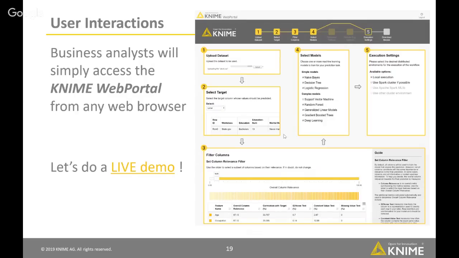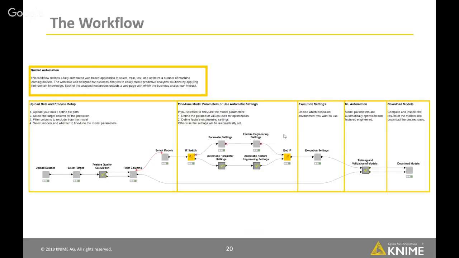All right. So this was what you could see from the interaction point of view, right? That's what the business analyst sees. But what about the workflow that is running on the KNIME server that we use to create those pages? Well, that's how it looks. As you can see, all those light gray nodes are the ones that create those web pages. It's quite big, but don't worry, we're going to go through it.